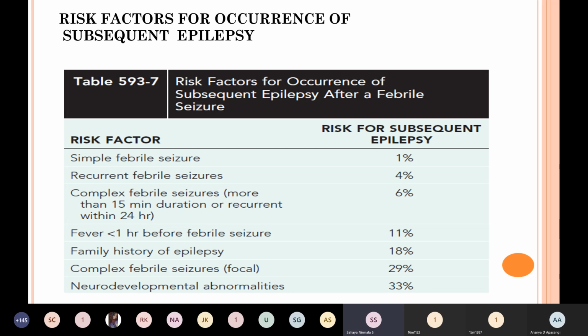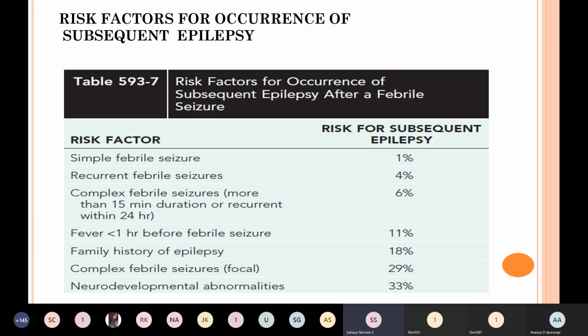But what we are concerned about is whether this child will progress to epilepsy. I think by now you are clear about the terms seizure and epilepsy. For epilepsy, it should be unprovoked, and the child should have two episodes more than 24 hours apart. So what starts as a febrile seizure, will it progress to unprovoked epilepsy? So what are the risk factors? For a child with simple febrile seizure, the risk of developing epilepsy is only 1%. Whereas if the child has recurrent febrile seizures, there is a 4% chance of developing epilepsy. If it is a complex febrile seizure, then it becomes 6%.